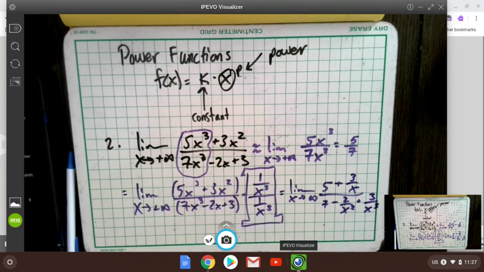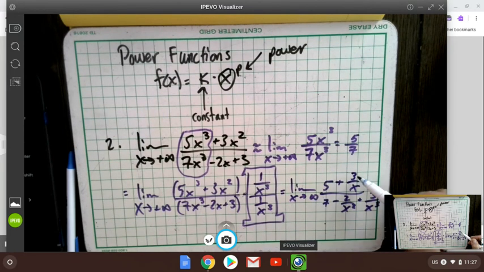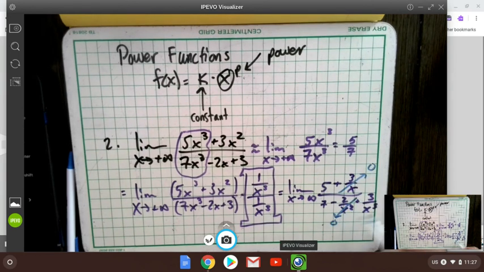Okay? Now, we're going to actually do the limit. Well, as x goes to infinity, what happens to a fraction whose denominator gets bigger and bigger and bigger? That goes to 0. That goes to 0. That goes to 0. So what are you left with? 5 plus pretty much 0. So 5-ish, all over 7 minus 0 plus 0.